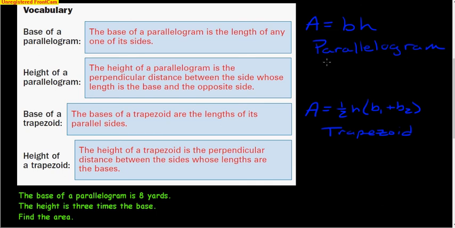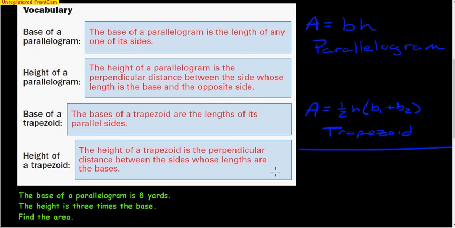Most of these are what we call plug and chug problems. You plug in everything that you know, and then you solve for the thing that you don't know. Of course, B over here stands for the base, and H stands for the height. Same thing down here with the trapezoid. H is the height, and we have B sub 1 and B sub 2 because in a trapezoid you have two bases. The two parallel sides are the two bases. All right, and notice they're being added, not multiplied.